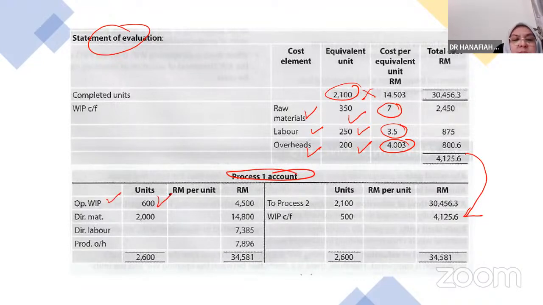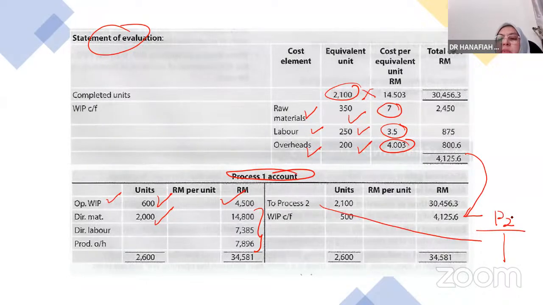Opening work in progress 600, 4005, direct material 2000. These are all the costs stated in the question. And this should be transferred to process 2, 3456 from process 1. You transfer this figure to process 2, and the work in progress will stay there, and it is 500 unit, and this is the cost where you get from the statement of the evaluation.